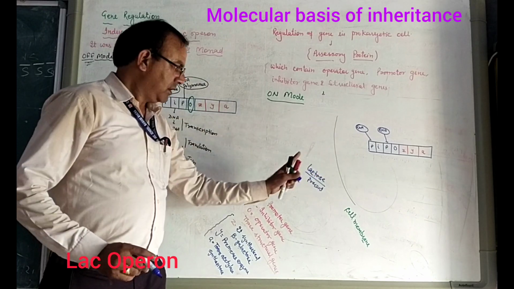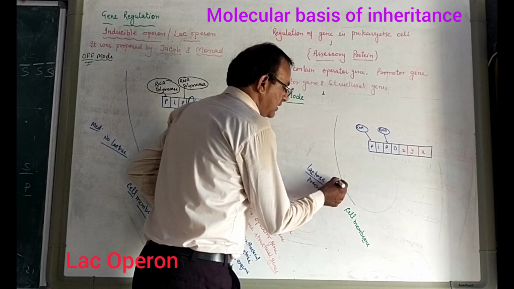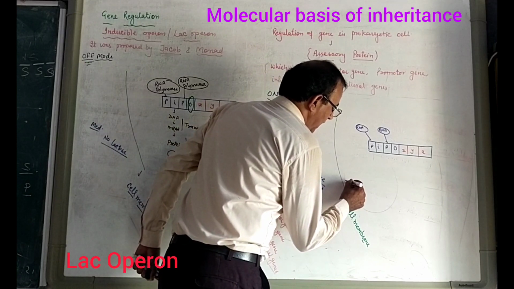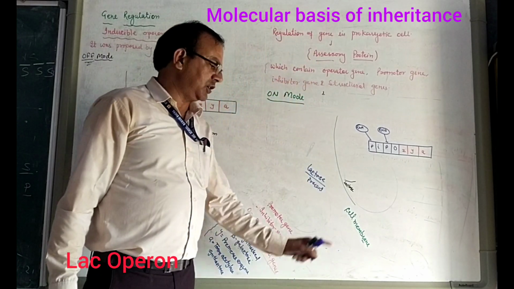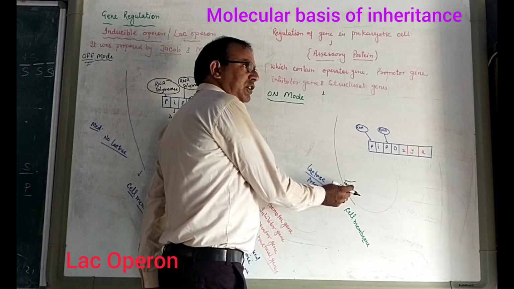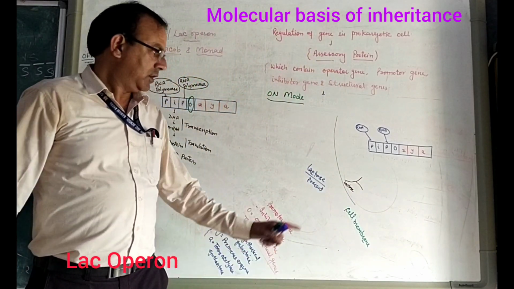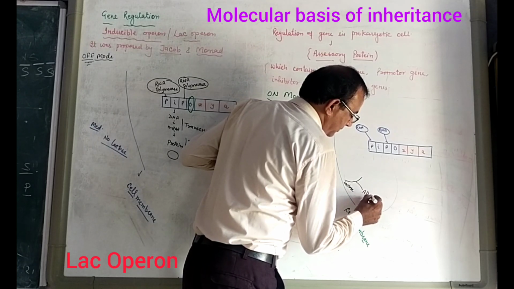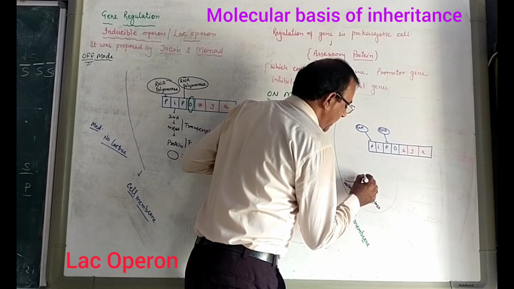This is the condition. If lactose is present outside the cell membrane, this lactose may pass through the cell membrane by diffusion or osmosis. Suppose some parts of the lactose enter into the cell. As this lactose enters the cell, it divides into two parts. One forms allolactose, and the second remains the same lactose.